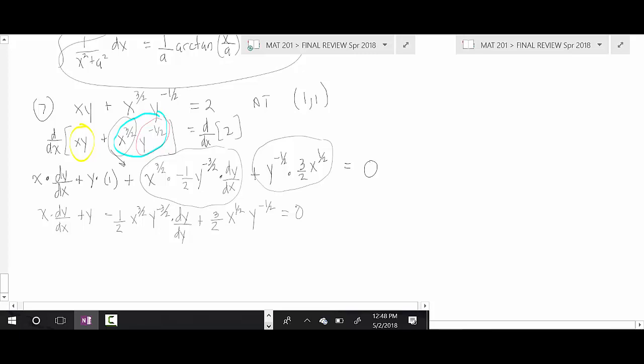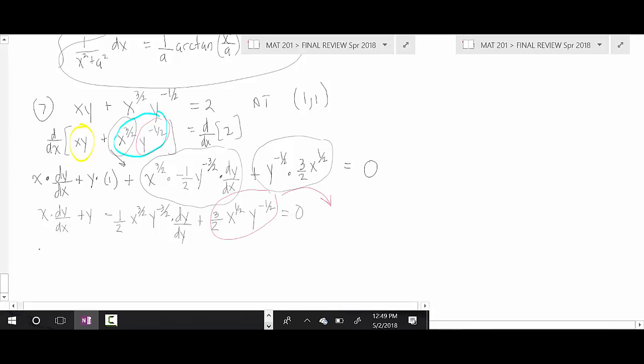All right, now you have to be careful about your implicit differentiation. What else do you have to do? You have to solve this equation for dy over dx. That's what you want by itself. Remember, you want the answer to say dy over dx equals a bunch of stuff. This part does not have a dy over dx in it, so move it to the other side.